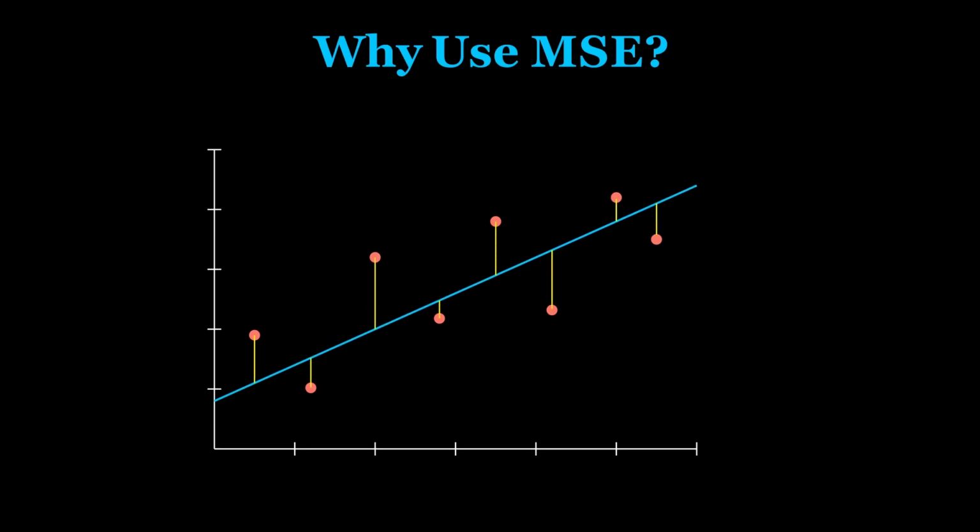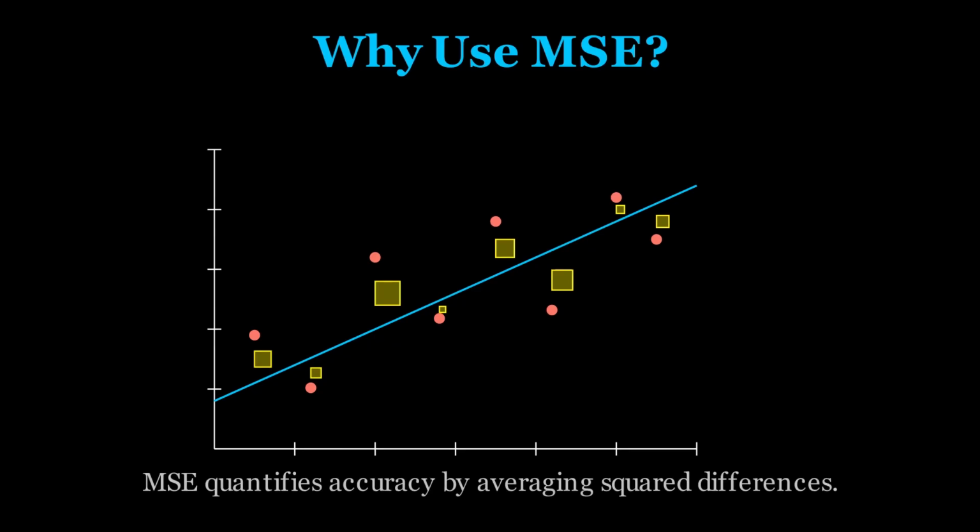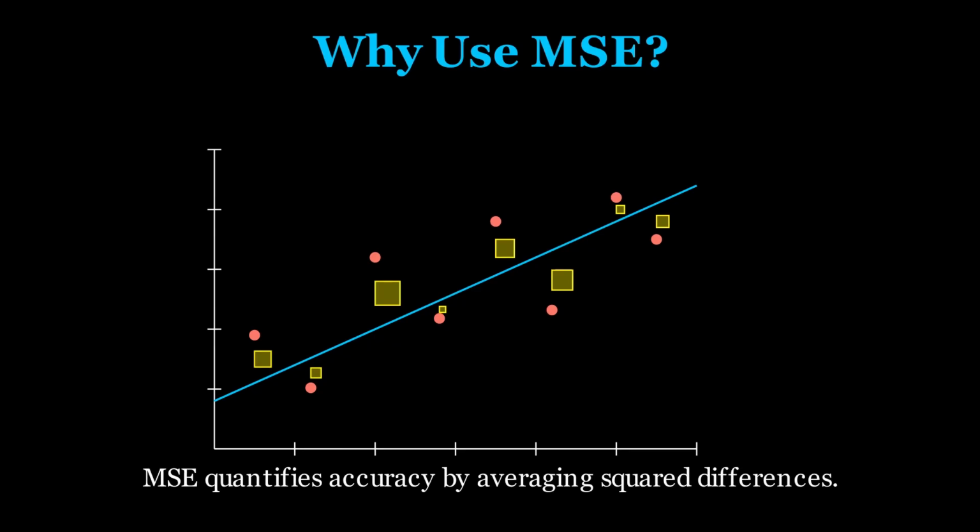So why do we use it? Well, we take the distance between what actually happened and what we thought would happen, that's the error, and we square it. Visualizing it helps. See these squares popping up? By squaring the error, we are basically punishing the model for making big mistakes. A tiny miss? Whatever. But a big miss? The square of a big number is way bigger. The MSE quantifies accuracy by averaging these squared differences.